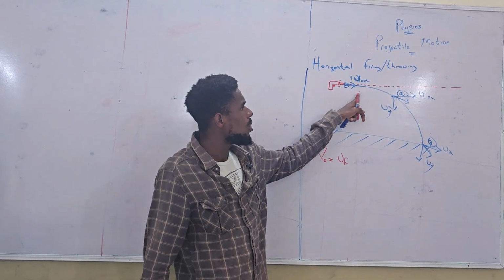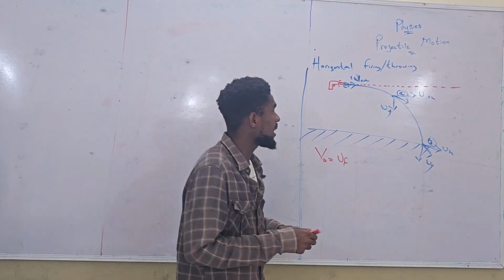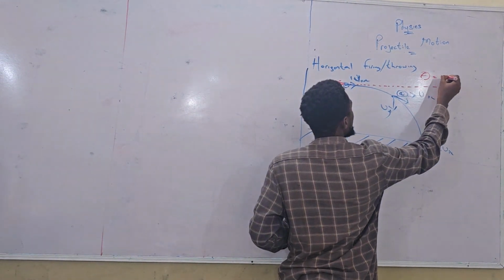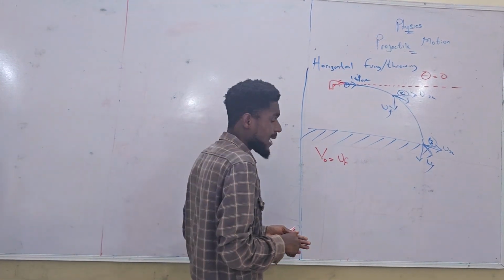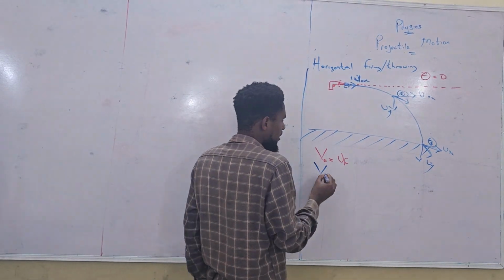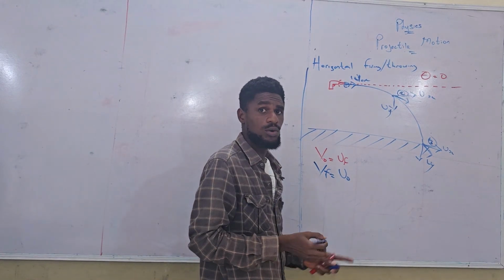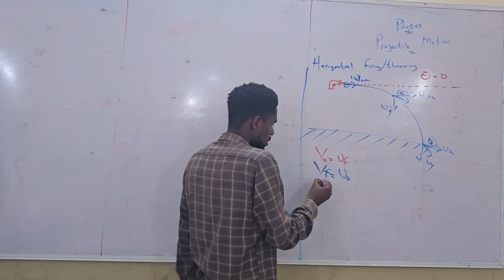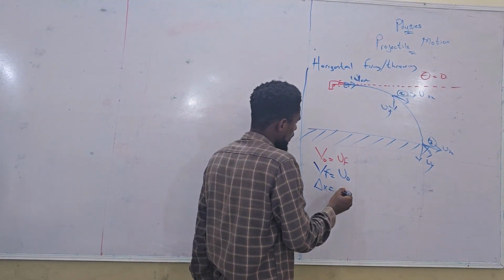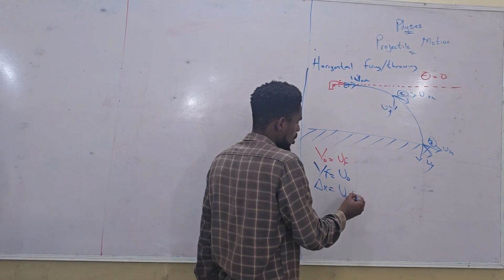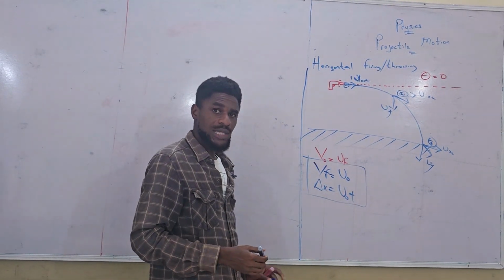But this time, what is my firing angle? If I'm firing something straight, then theta must be equal to 0. If theta is equal to 0, then V final must be equal to V initial, because cos of 0 is simply 1. Delta x must be equal to V naught t. So these are the two equations I want to use horizontally.